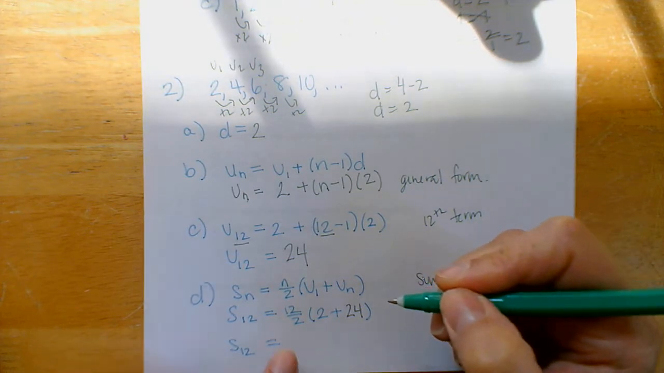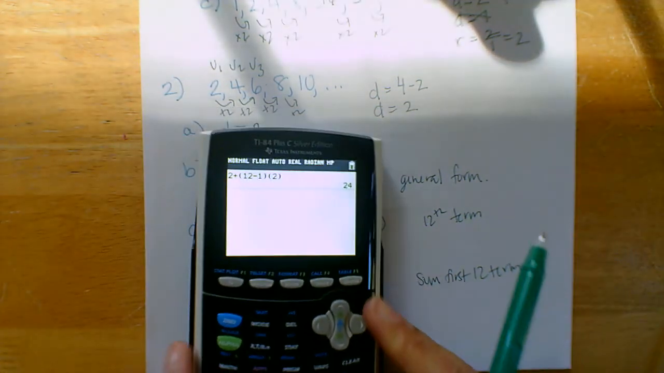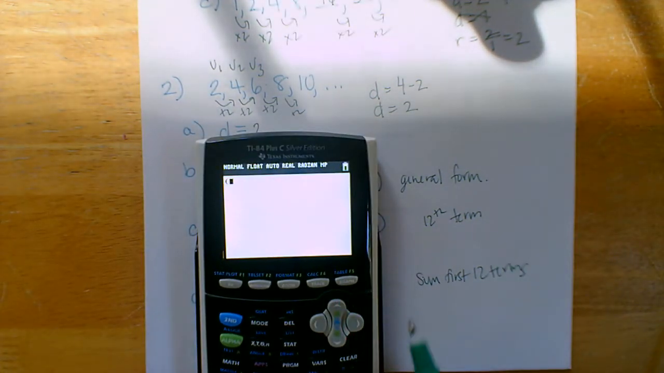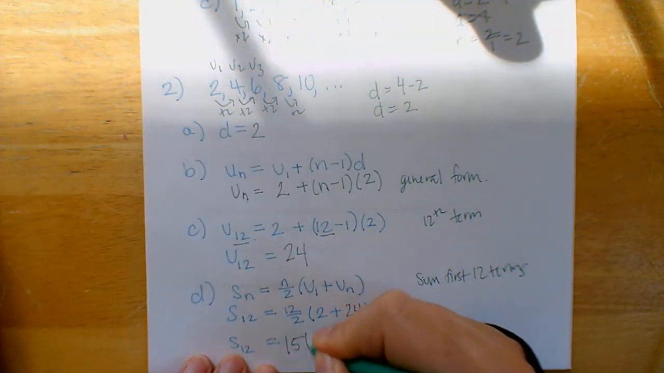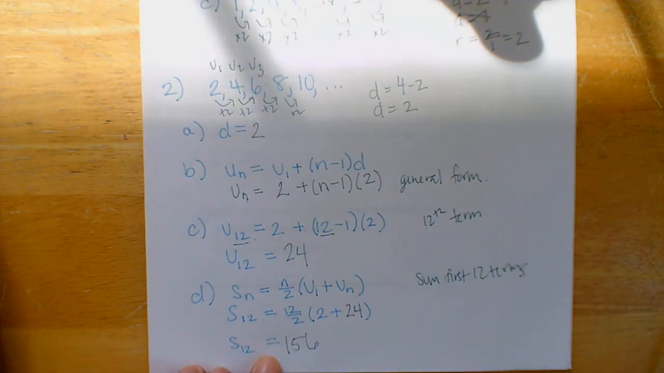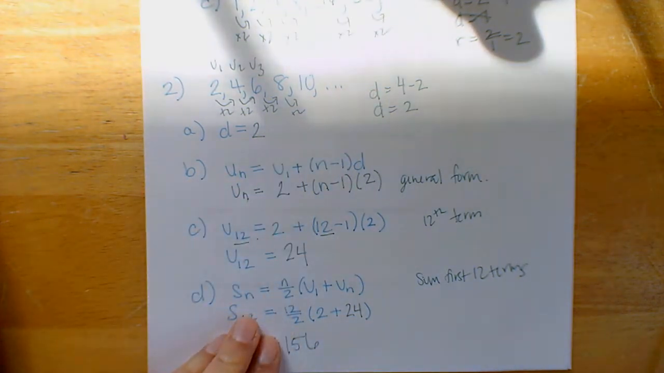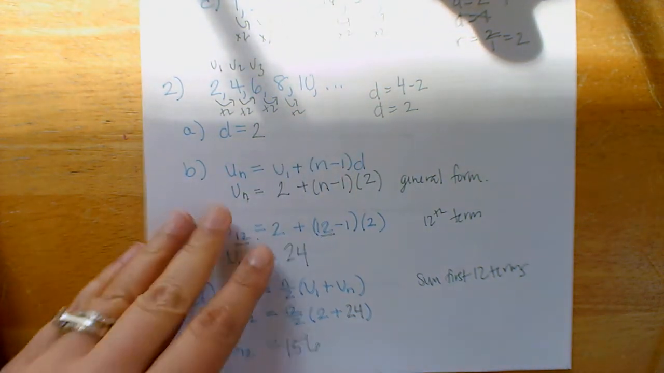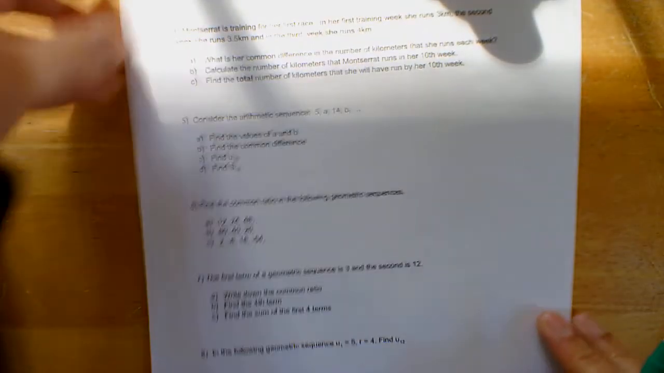Again, you put that directly into the calculator just like you see it. Sometimes I like to divide this out, but other times you can't divide it out. Sometimes it would be a decimal, so just put it in parentheses like you see it. And then we're going to get 2 plus 24, and our answer is 156. There we go. So that's the sum. So if we took the first 12 all the way across, you're going to be getting 156 if you added them all up. Okay, let's go to the next page.